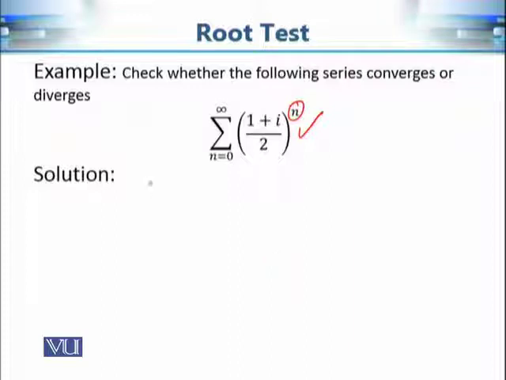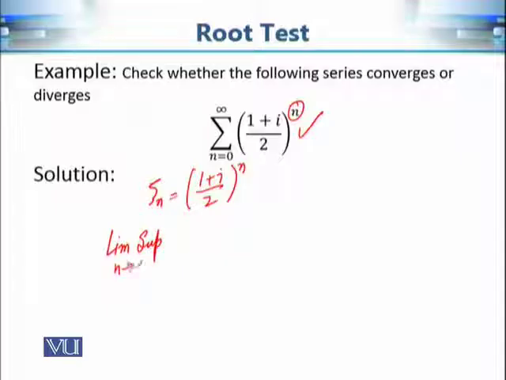Now over here, what is the nth term? The nth term is going to be equal to (1 plus iota over 2) raised to power n. And what do we need to calculate? We need to calculate the lim sup as n approaches infinity of the nth root of the moduli of the terms of the sequence.